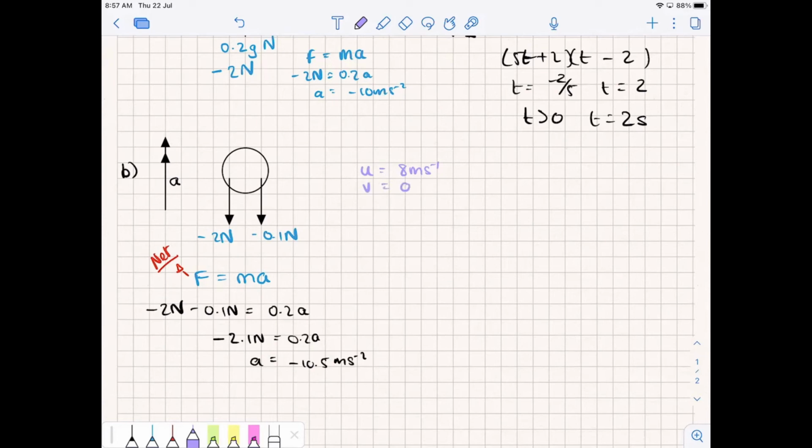Time is what I'm trying to work out. I know the acceleration is minus 10 meters per second. So I'm going to need to work out the time that this takes, right? The easiest equation to find time with the variables I have is v is equal to u plus at. Our final velocity is 0, our initial velocity is 8, and our acceleration is minus 10.5. And time is what we're trying to solve.